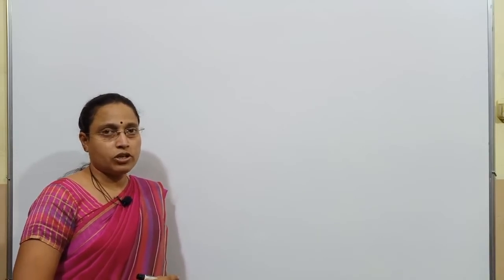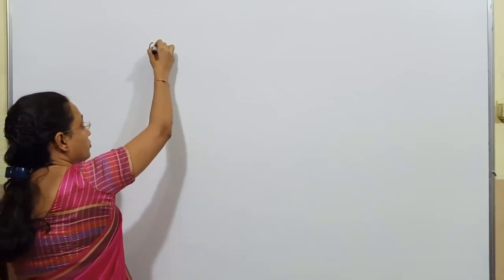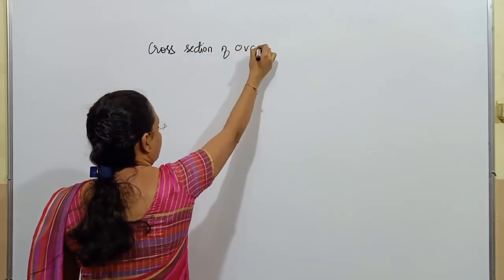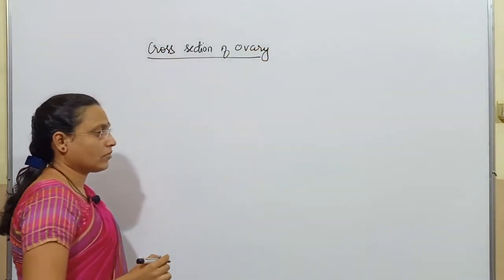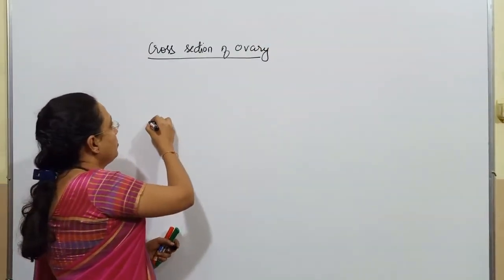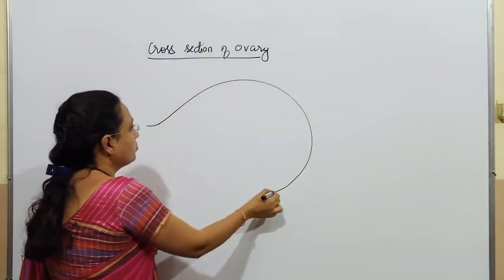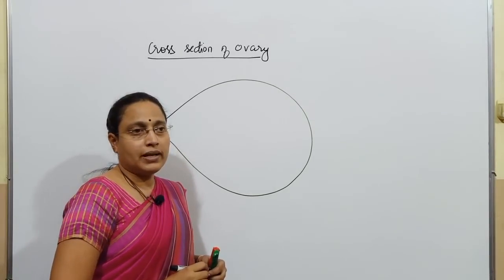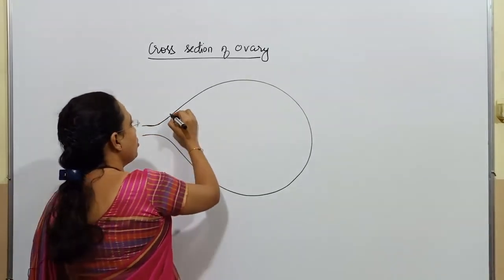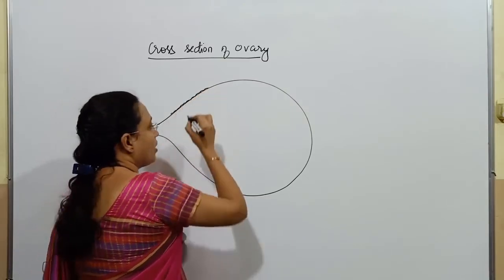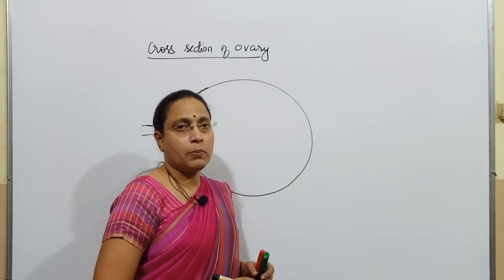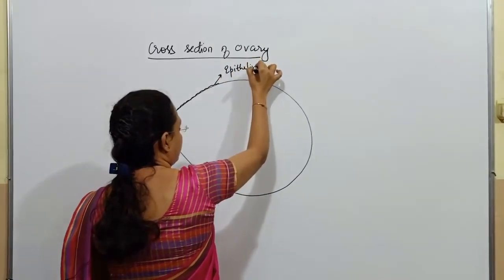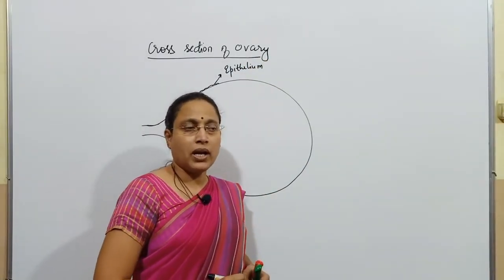So today I'll explain about the cross section of the ovary. The ovary is mesodermally derived, and outermost to the ovary there is an epithelium. It is many times referred to as germinal epithelium also.